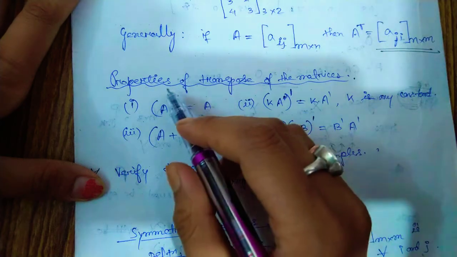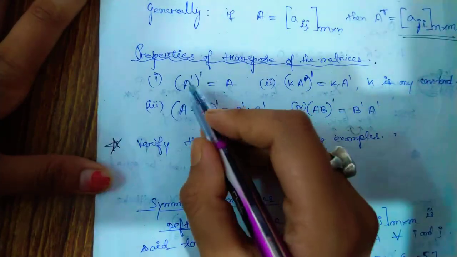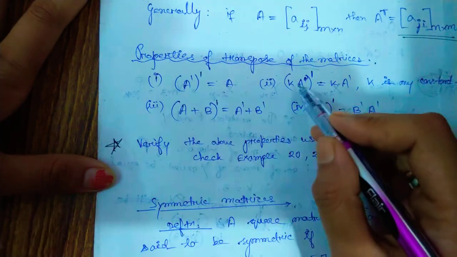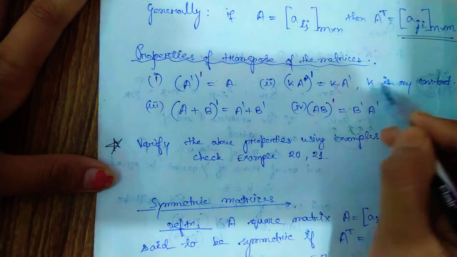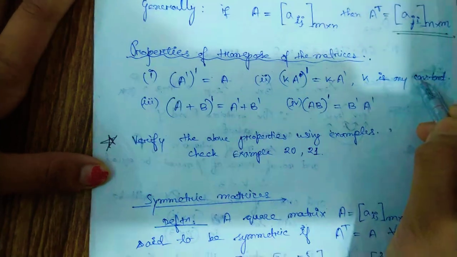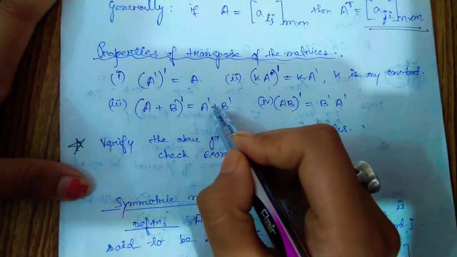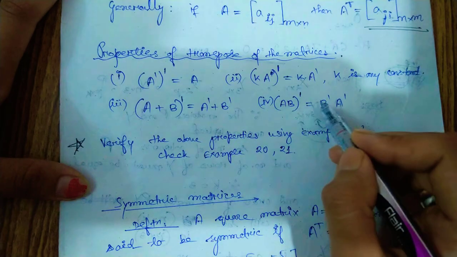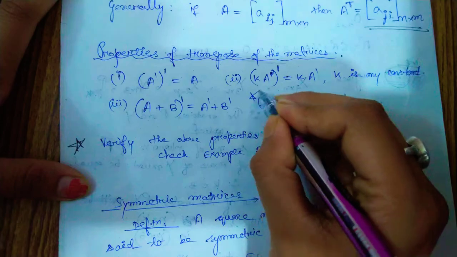Next, properties of transpose of matrices. (A transpose) transpose equal to A. (kA) whole transpose equal to k A transpose, k is any constant quantity. (A plus B) whole transpose equal to A transpose plus B transpose. (AB) whole transpose equal to B transpose A transpose. This is an important one.